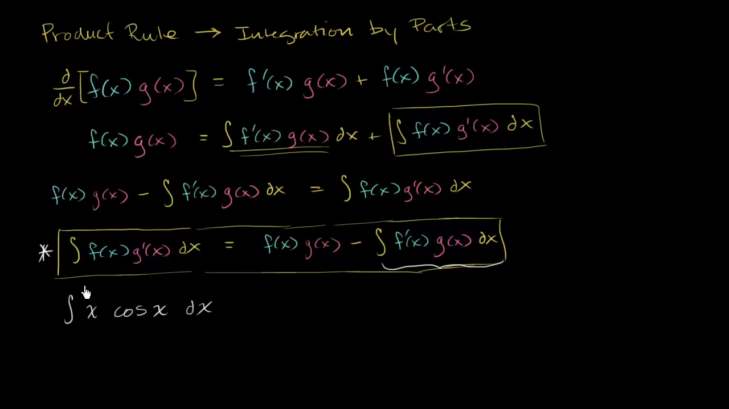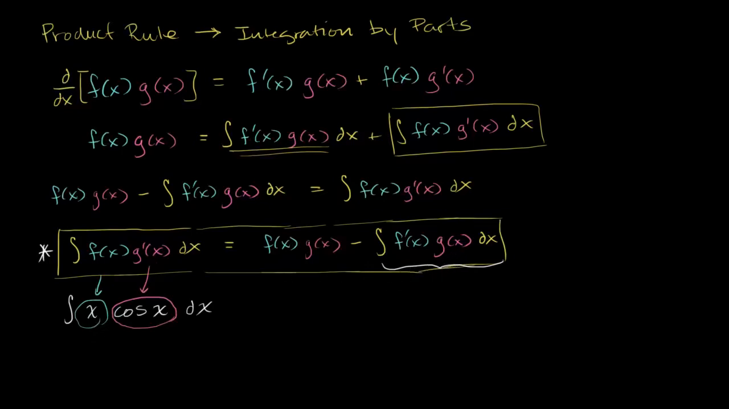So in this case, if we assign f of x to be equal to x, f prime of x is definitely simpler. f prime of x is equal to 1. If we assign g prime of x to be cosine of x, once again, if we take its antiderivative, that's sine of x, it's not any more complicated. If we did it the other way around, if we said f of x to be cosine of x, then we're taking its derivative here. That's not that much more complicated. But if we said g prime of x equals x, and then we had to take its antiderivative, we get x squared over 2, that is more complicated.